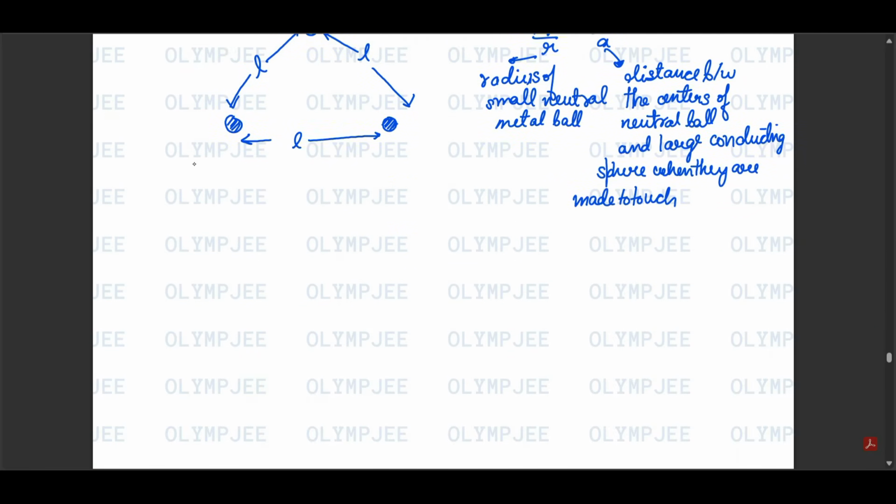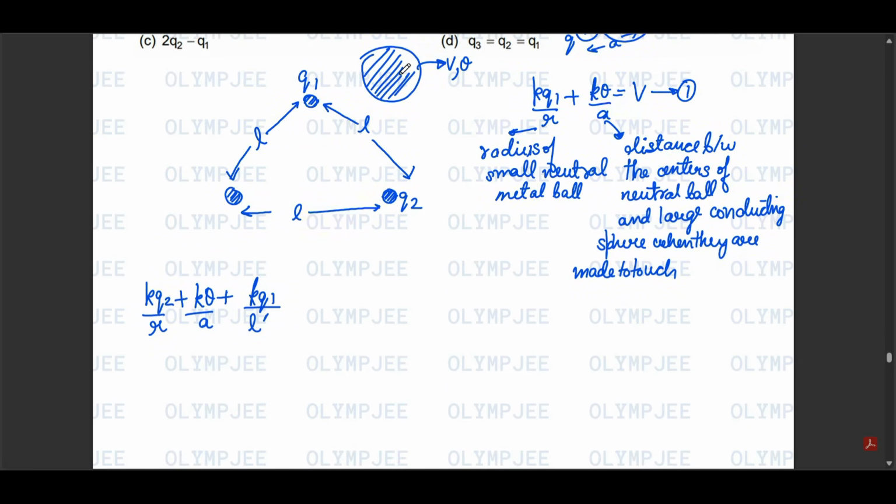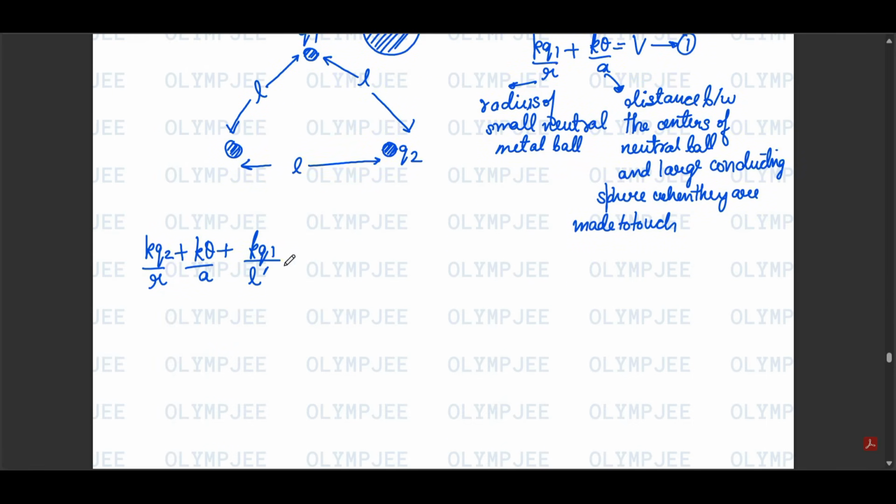The second equation will be when this charge Q2 is made to touch the ball. So it will be KQ2 by R plus KQ by A plus KQ1 by L dash, where L dash is the distance from Q1 when Q2 is made to touch the large conducting ball, because Q1 will also affect the potential, because this neutral ball is now charged. So this will also be equal to V.